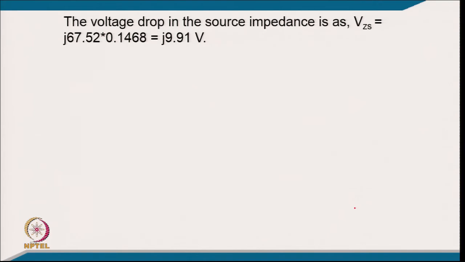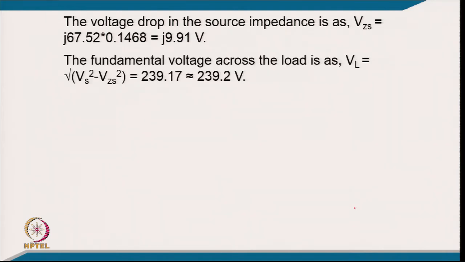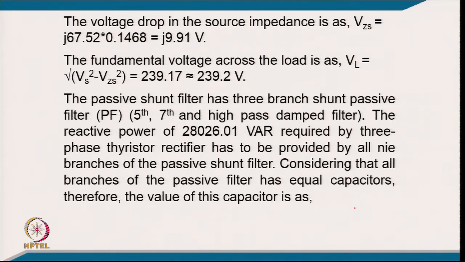0.14868 ohm, and the voltage drop across the source impedance is your current multiplied by this impedance, that comes 9.91 volt. The fundamental voltage across the load is VL equal to square root of Vs square minus Vz square, that keeping the value it comes 239.19, which is very close to the typical 239.2 volt.